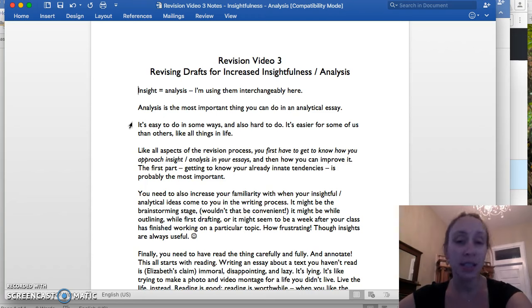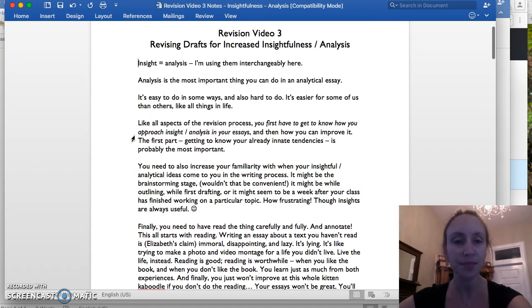In some ways it's easy to do, in some ways it's hard. For some of us, it comes a little bit more easily than for others, like all things in life. The first step, like all aspects of the revision process, is to get to know how you approach this part of an essay, how you do it already, because we all do it already. We all have tendencies. You have to get to know the way you tend to analyze, the way you tend to apply insight to your essays, and then you can improve it.